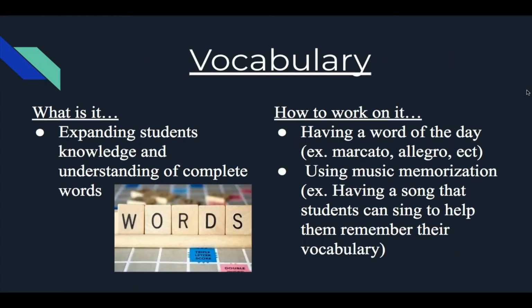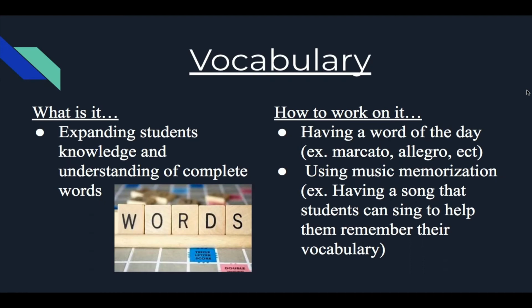Our final pillar that we are going to talk about is vocabulary. Vocabulary is greatly important with expanding students' knowledge of words, what they mean, and how to pronounce them. A great way to work on building vocabulary is having something such as Word of the Day. In the music classroom, we can introduce new words such as marcato, allegro, forte, piano, so that students can incorporate these new words when discussing music.